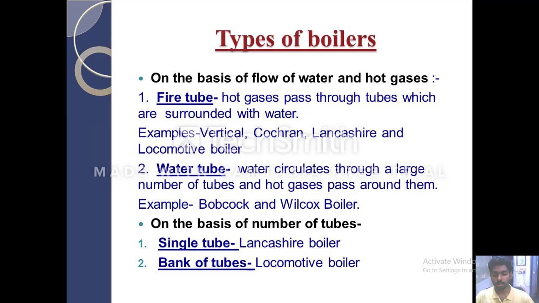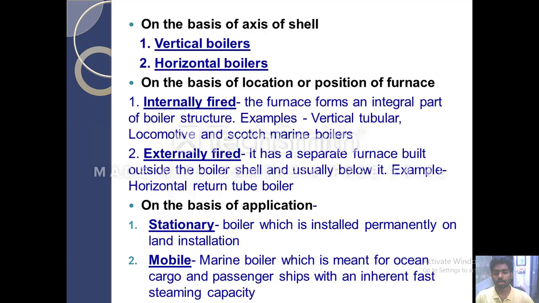On the basis of number of tubes, single tube and bank of tubes. Single tube, Lancashire boiler; bank of tubes, example is locomotive boiler. On the basis of axis of shell, they can be classified as vertical boilers and horizontal boilers. And on the basis of location or position of furnace, they can be classified as internally fired.